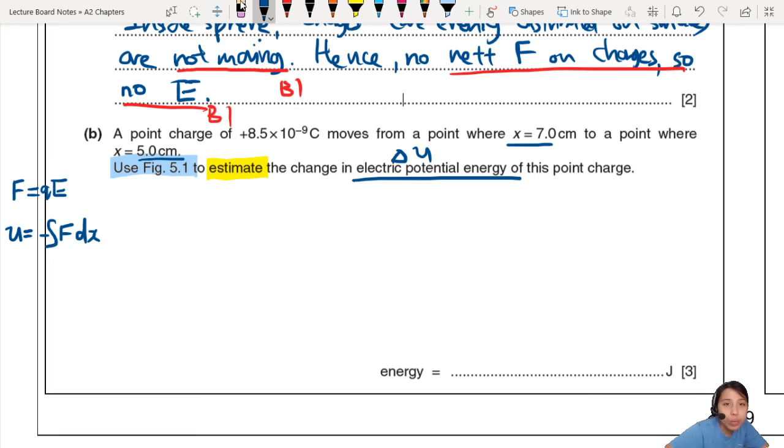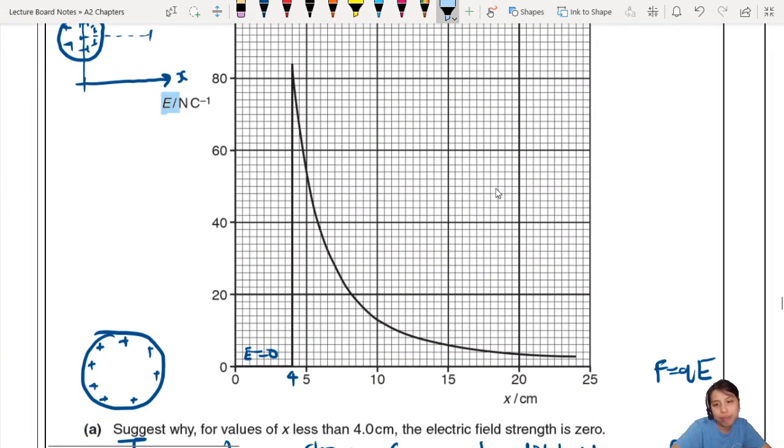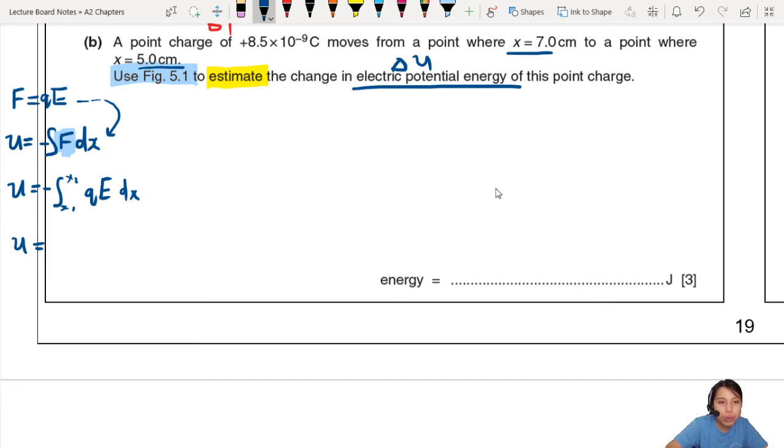We say we can integrate, right? Integrate means find area, but this is a force graph. What we have is an E graph. So let's sub in some stuff to make sure we can do that. If I want to find the change in potential energy over a certain distance from x1 to x2, this will be the integral of QE dx, because F equals QE, I sub inside here. Yay, so I can integrate now. So this one will be Q times the integral of E dx.